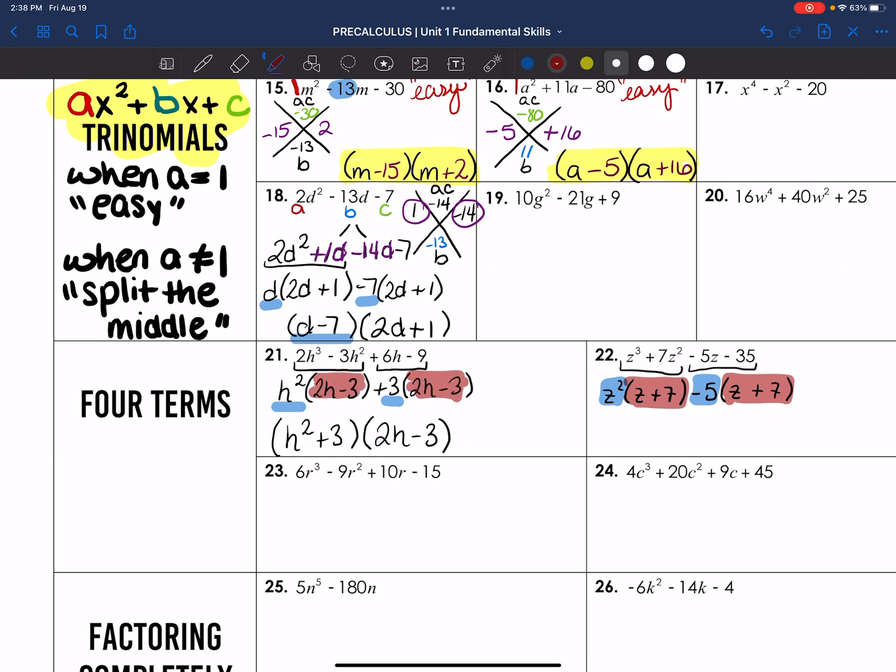Just like we saw here, the h squared and the 3, those were both the GCFs, and that was one of our answers. So we need to set up our final answer here in the same manner. Our final answer would be the GCFs, which is z squared minus 5, and the z plus 7.